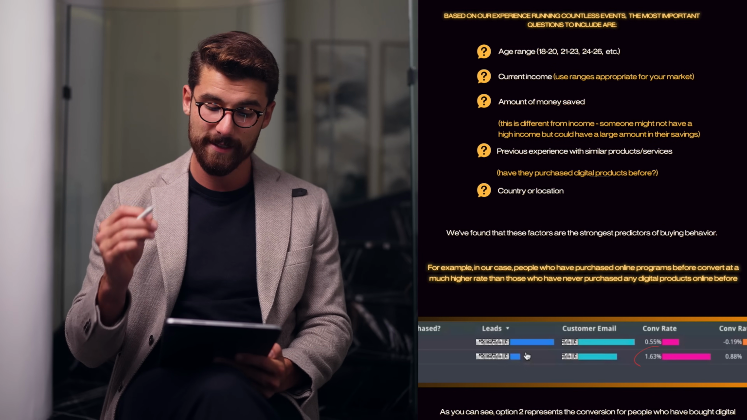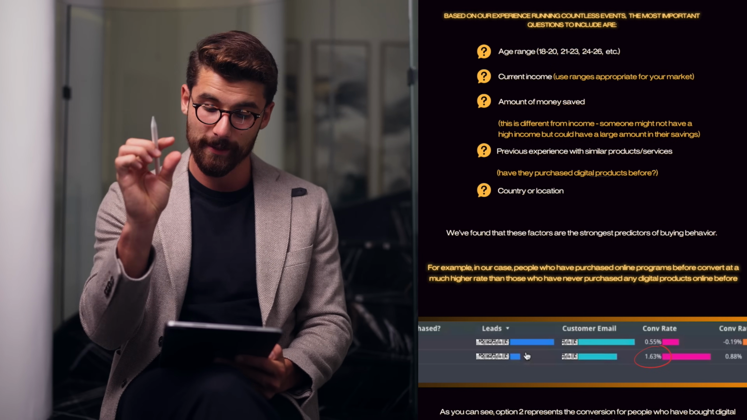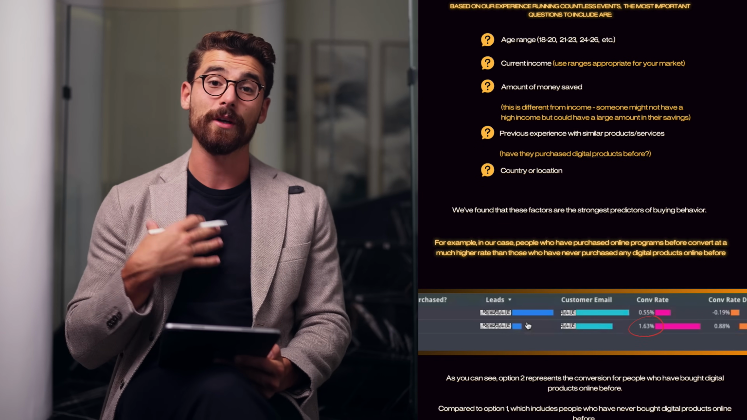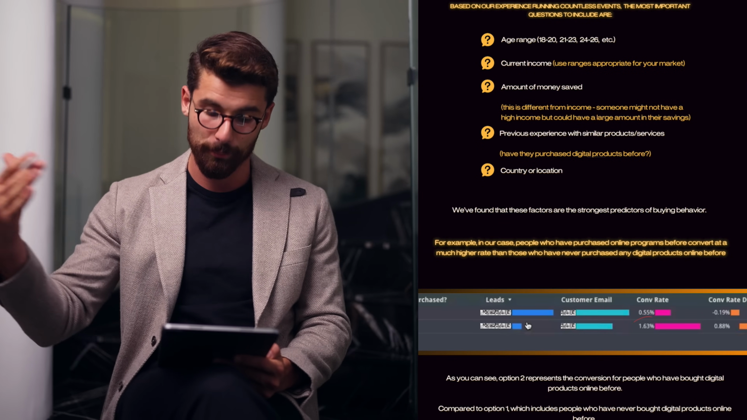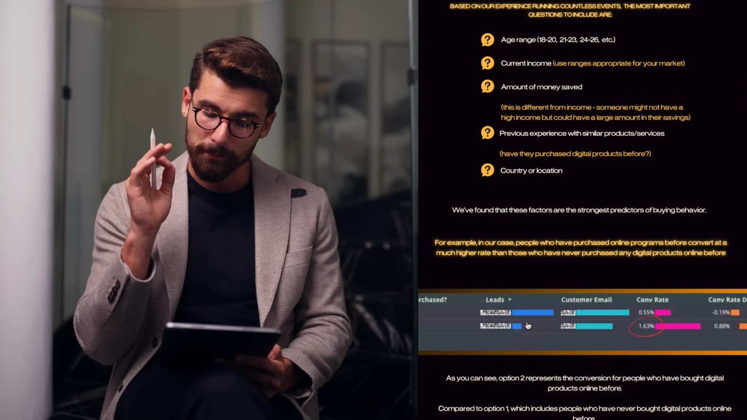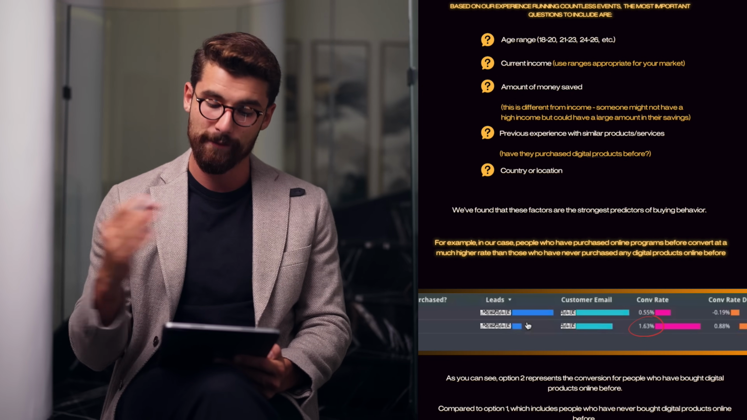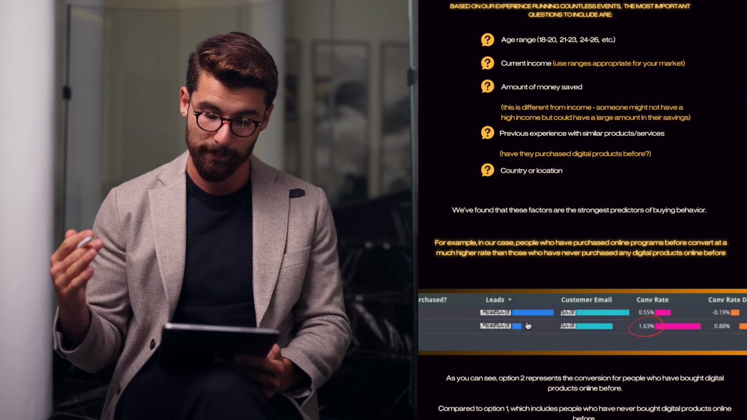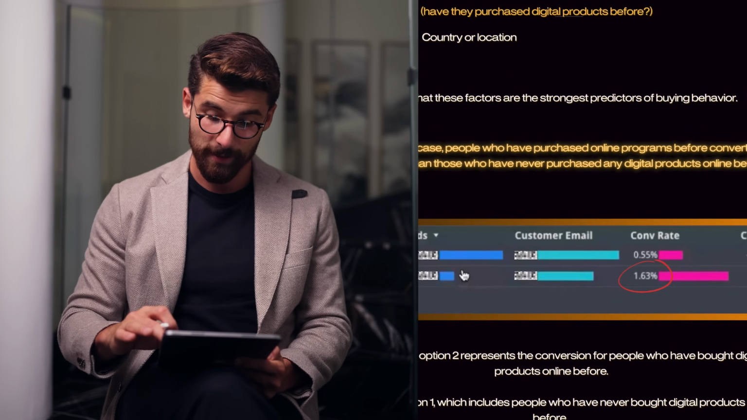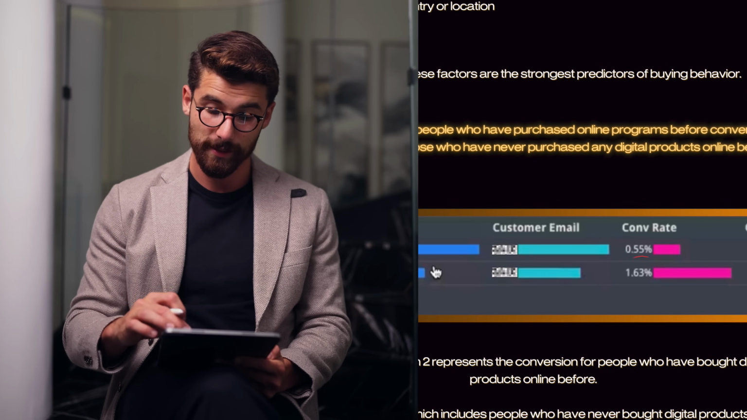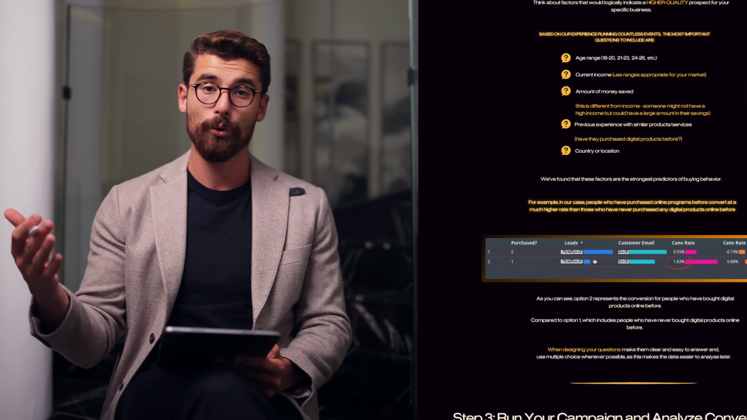Now we found that these factors are the strongest predictors of buying behavior. For example, in our case, people who have purchased online programs before convert at a much higher rate than those who have never purchased any digital products online before. I mean, you can literally see right here, conversion rate almost triples based on people who have bought digital programs before versus people who have not. That is a massive difference, but when you think about it, it's very logical. So when we understand these questions, then we truly get a better understanding of the quality of our leads.